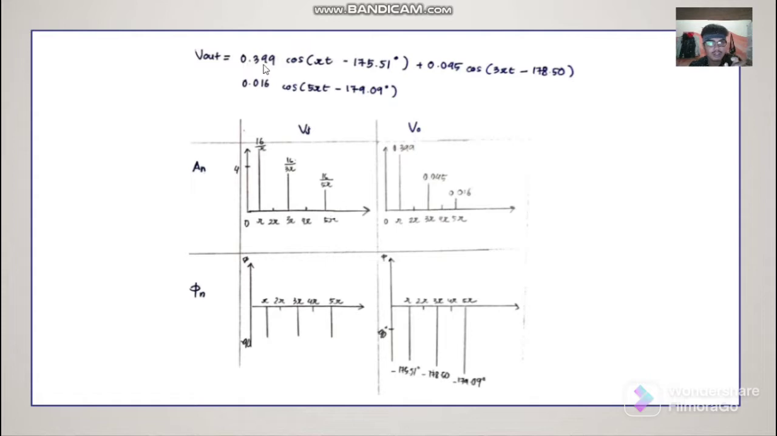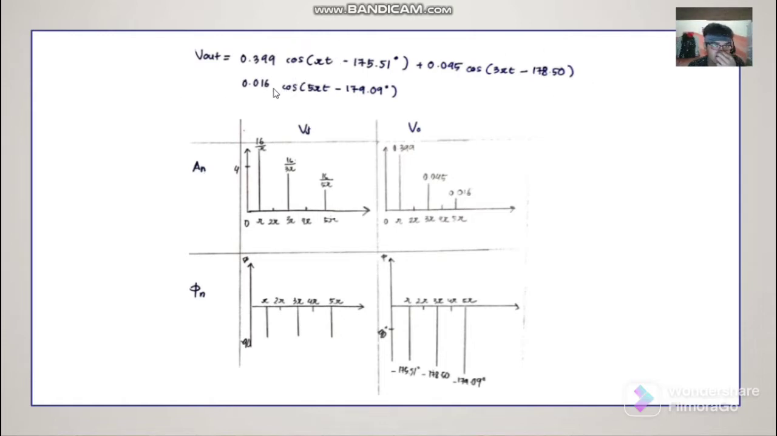We will get 0.399 cos pi t minus 175.51 degree plus, so this is the answer for n equal to 3. So n equal to 3, the answer is 0.045 cos in bracket 3 pi t minus 178.50 degree. So plus, I missed the plus, so plus 0.016.